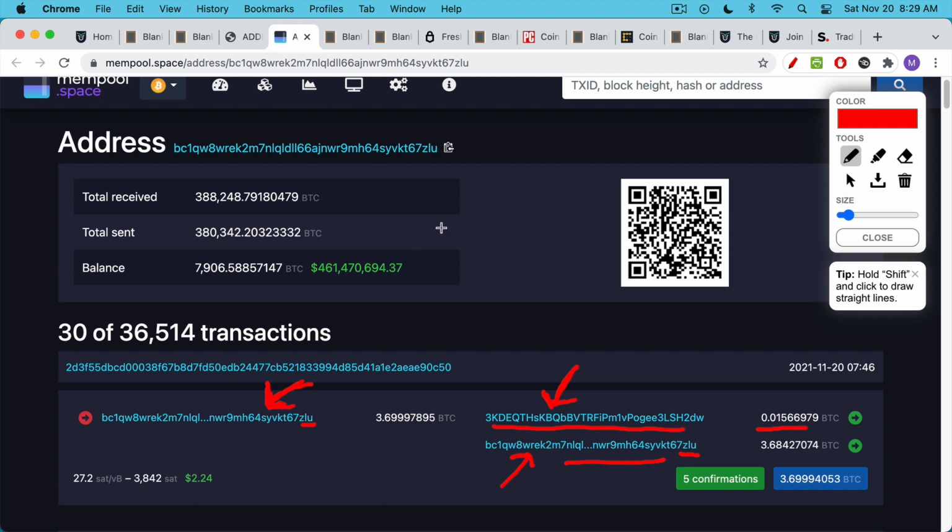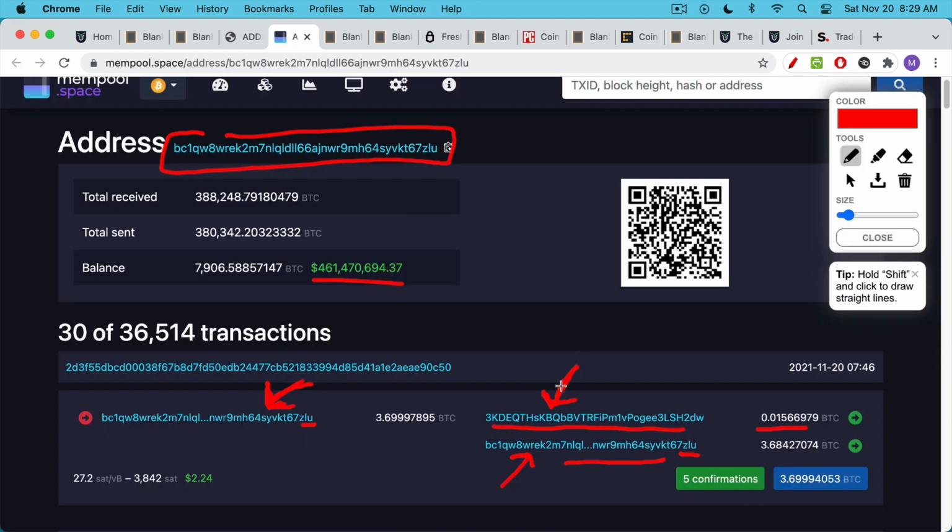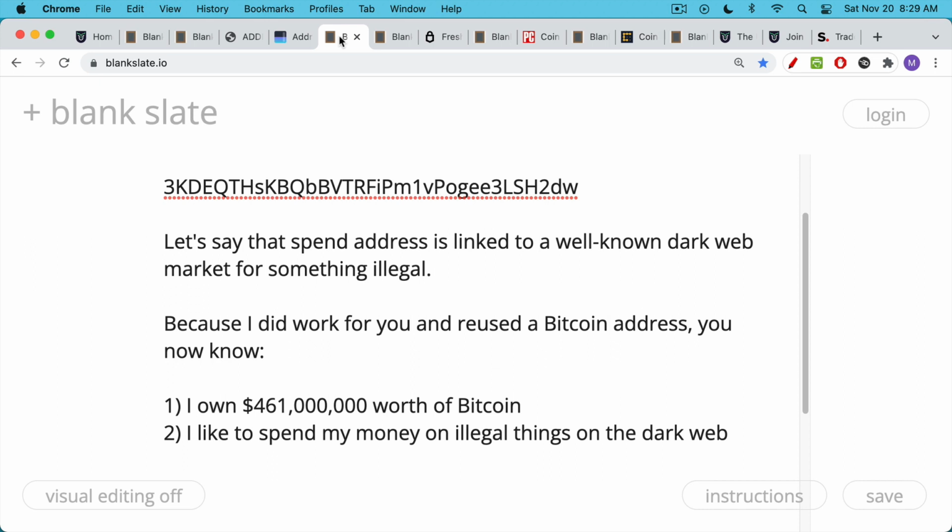So not only do you know, because I reuse this address, how much Bitcoin I own at this address, which is a huge amount, you also can see my spending habits at this address. So let's say I'm spending to this address, which is this one right here, the 3KDEQ. And let's say I do a little online research and I discover that address is linked to a well-known dark web market for something illegal, maybe for weapons or drugs or something else that might be illegal where you are. Now, simply because I did work for you and I reused a Bitcoin address, you now know by just looking up this address on the blockchain using a block explorer that I own over $400 million worth of Bitcoin.